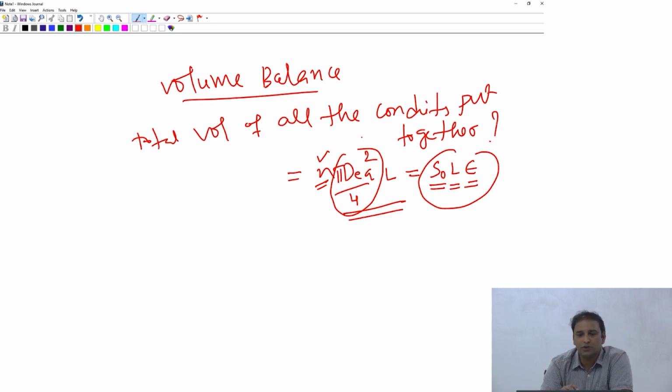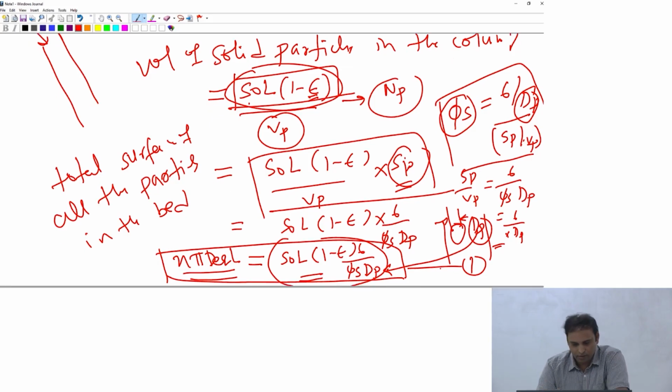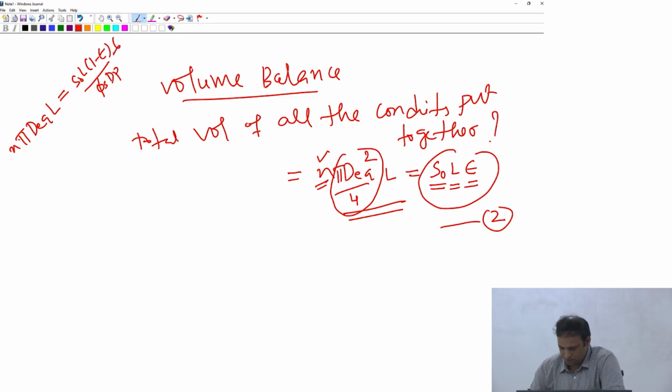Okay. Now what you're going to do is use this equation, and the equation that we wrote up here, that's 1 and 2. You're going to use that and work out what your D equivalent is. So let's do that. n times pi D equivalent times L was equal to S naught into L into (1 minus epsilon) divided by phi s into dp into 6, something like that.